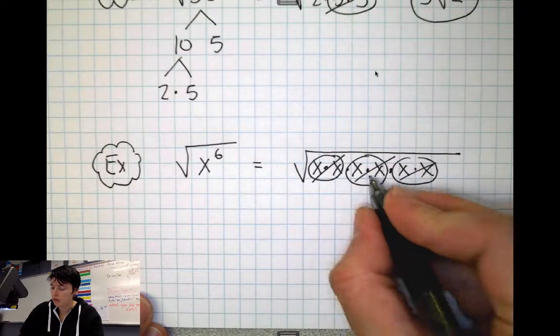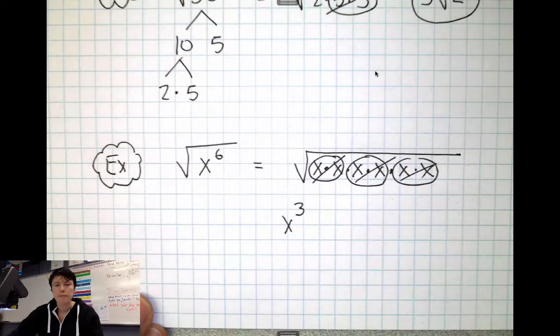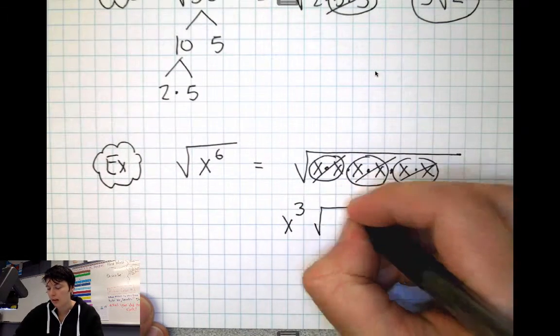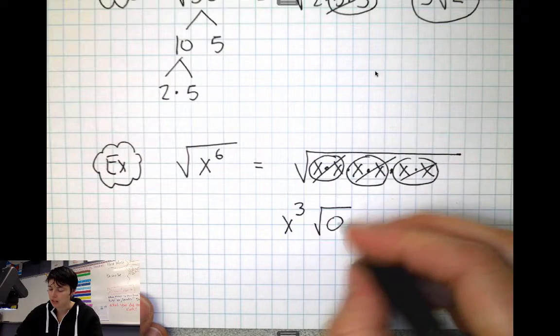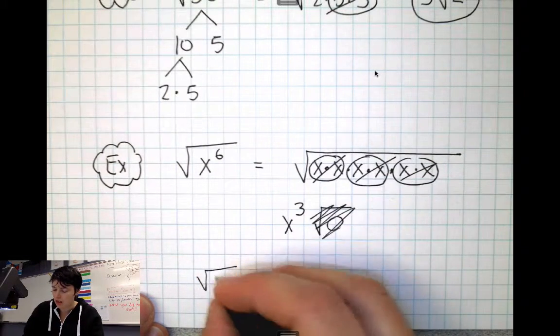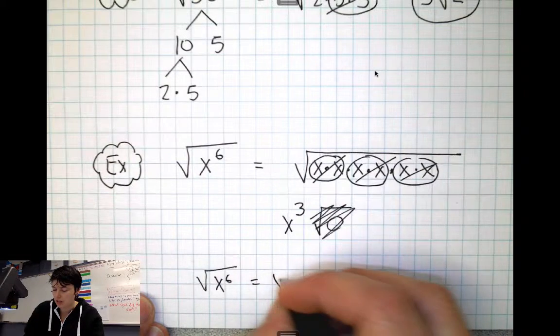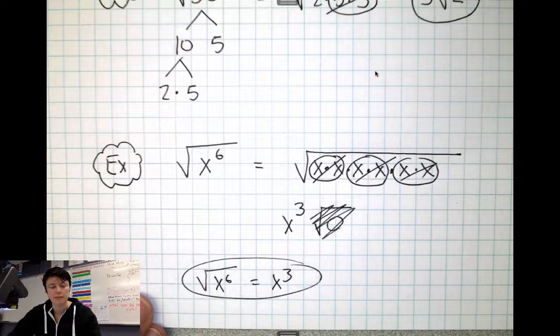I see 1, 2, 3 x's that could come out. I see x to the 3rd power. Now what's left inside the square root after I take all of those out? Nothing. 0. There's nothing left in the square root. So because there's nothing left in the square root, I don't even need it. I'm just going to say the square root of x to the 6 is equal to x to the 3rd. That's my simplified answer. I'm going to leave it just like that.